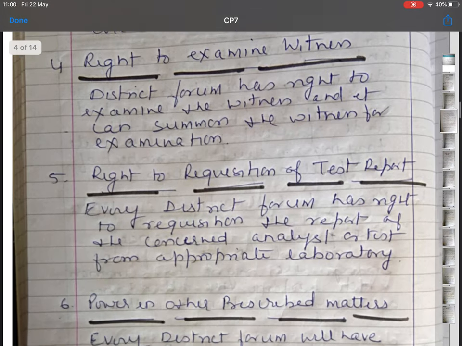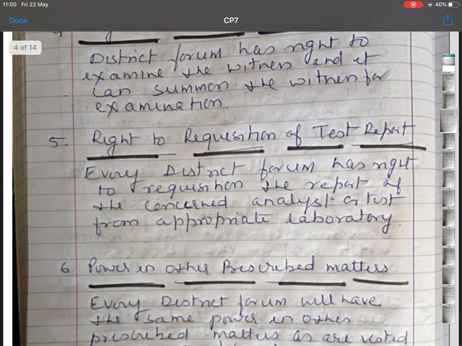Then the right to requisition of test report. Every district forum has the right to requisition the report of the concerned analyst or test from an appropriate laboratory. So the district forum can require a report from the concerned analyst, and can ask the appropriate laboratory to send the report to them which is concerned with their complaint.